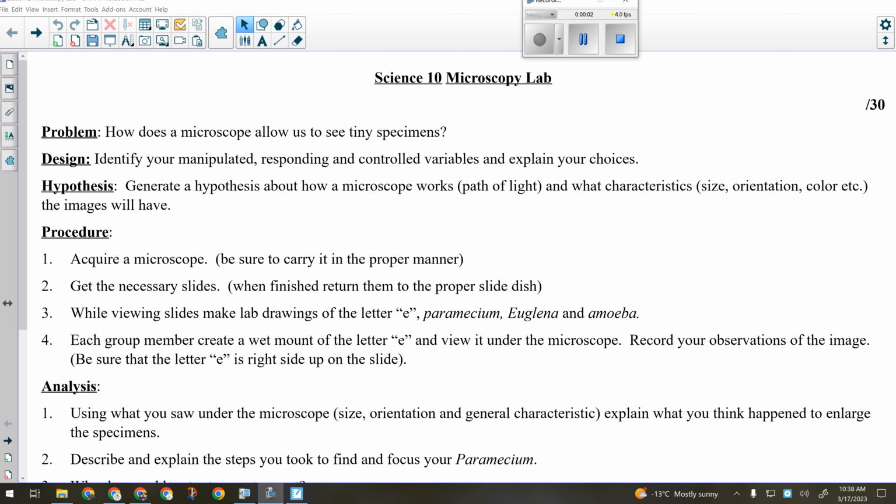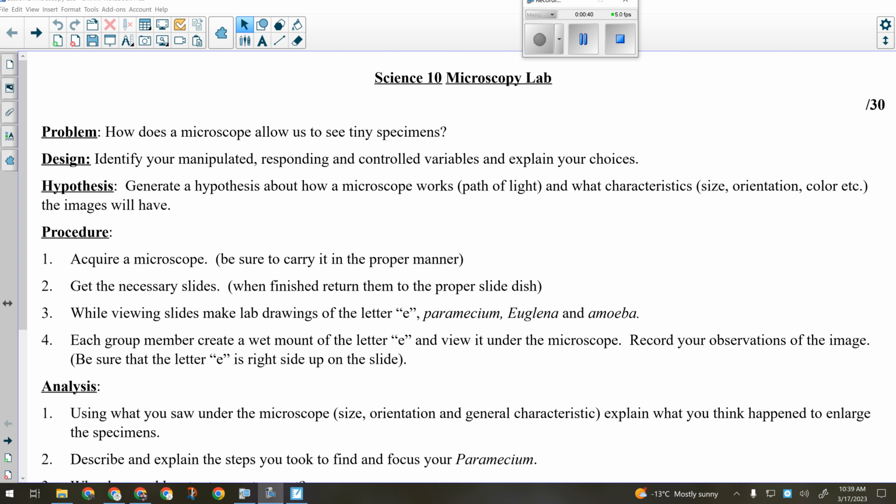Okay, so the microscopy lab is just a lab to help us understand how the microscope works and gain some experience using it, because not everybody's used a microscope very much by the time they get to grade 10. So for our report, the same things apply as they always do. You need to put the problem in your own words in the form of a question, something about how a microscope works or how it would allow you to see small things, something like that, in your own words.